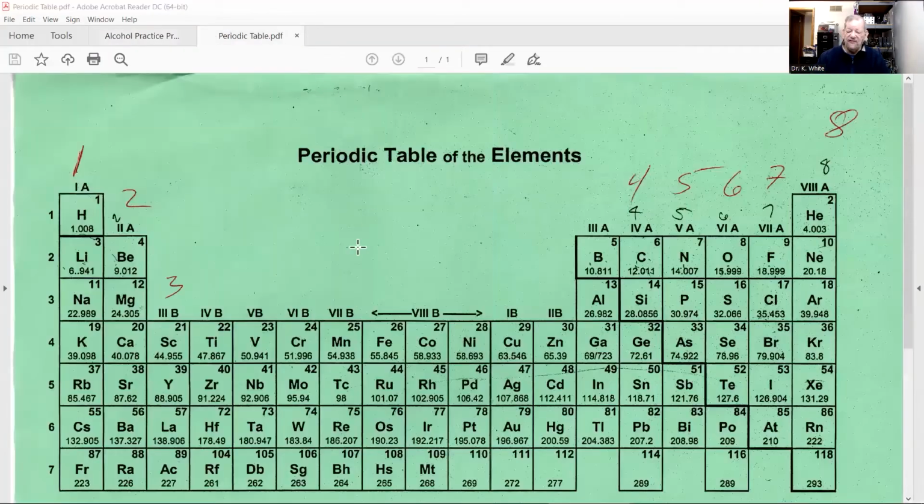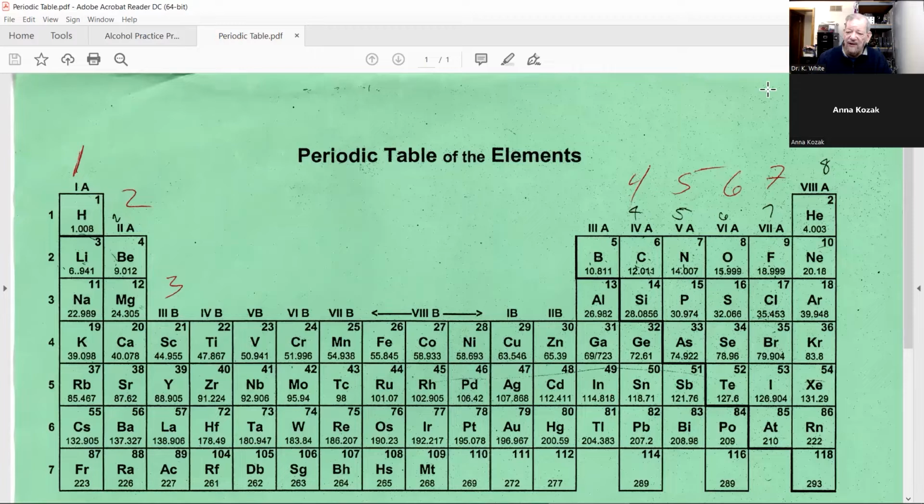You look at your friendly neighborhood periodic table. Does everybody thumbs up, people? Do you see the periodic table on your screen right now? Uh-oh, I better check. You should see it. All right, I'm assuming you do see it.